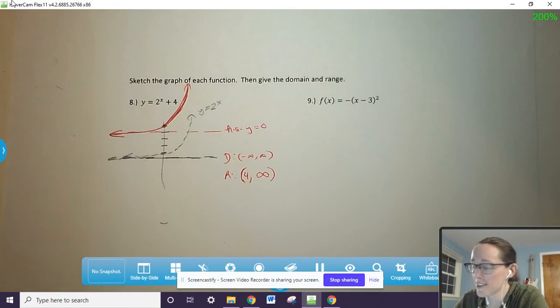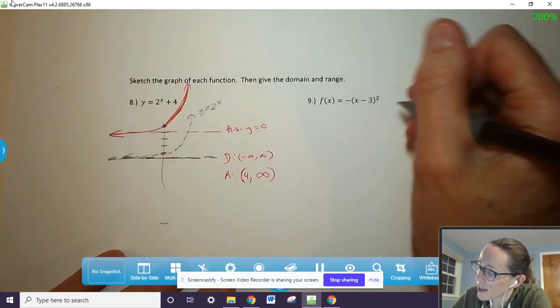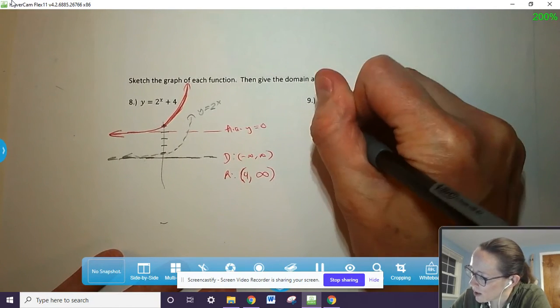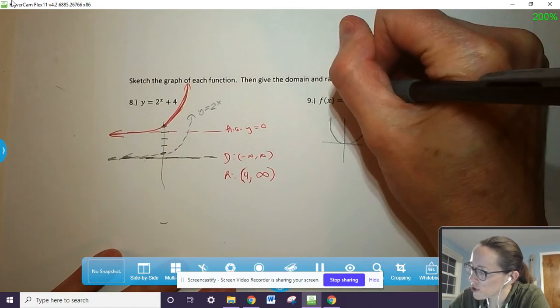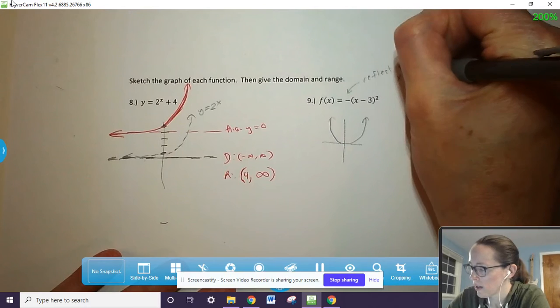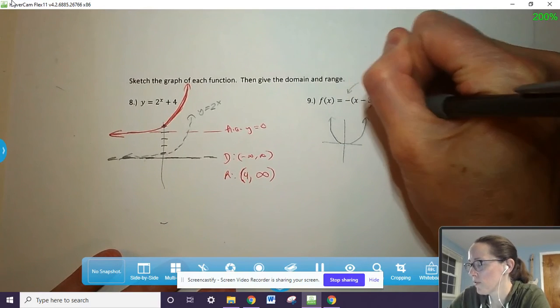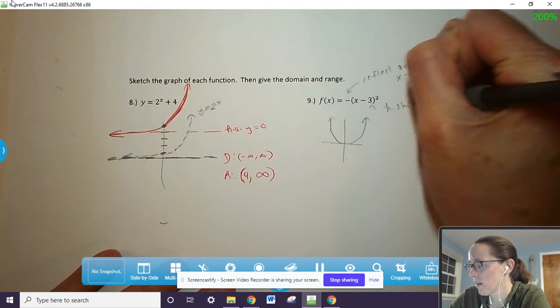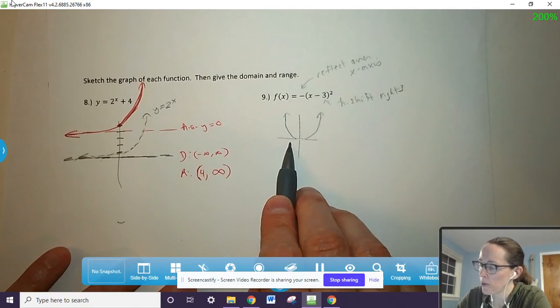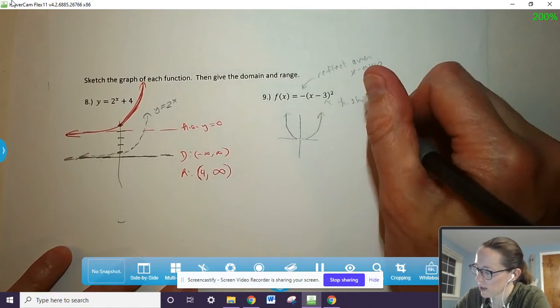And last one from this video, we're going to look at x squared. So we know that one well. And we're going to do a reflection over the x-axis. And we're going to do a horizontal shift right 3. So I'm going to take that graph. I'm going to flip it over the x-axis. Let me resketch it.